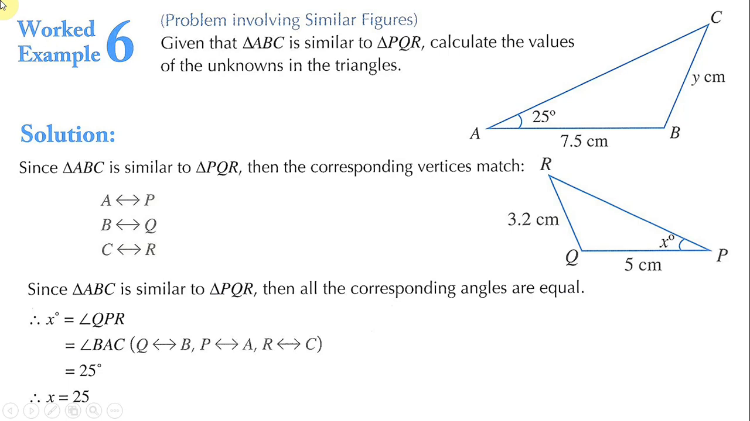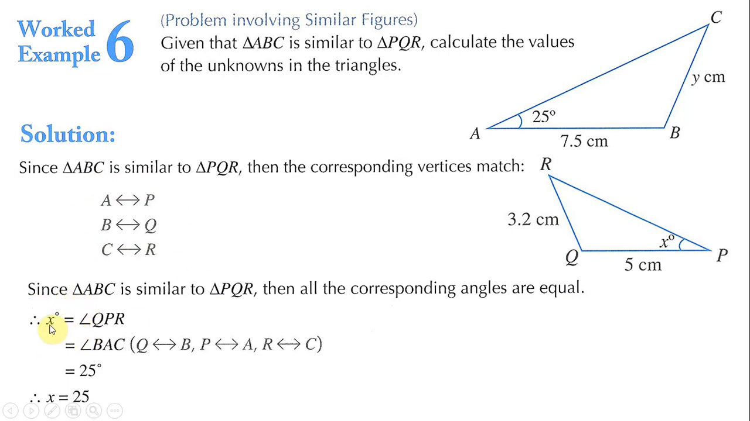In this example, we are going to solve the question of similar figures. Given that triangle ABC is similar to triangle PQR, calculate the value of unknowns. Take the correspondence from the statement of similarity. A is corresponding to P, B is corresponding to Q, C is corresponding to R. So this is our correspondence. Now we are going to find the unknowns.